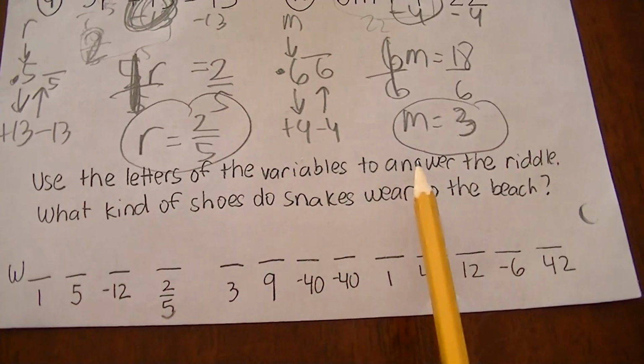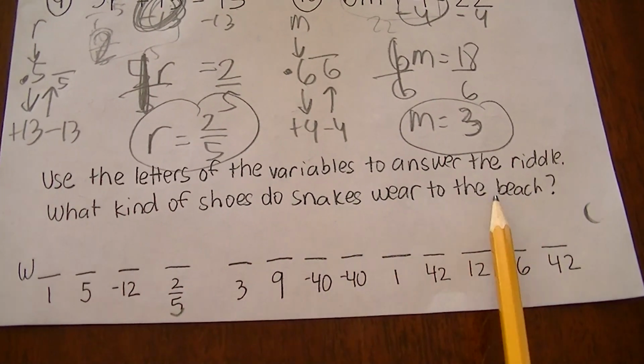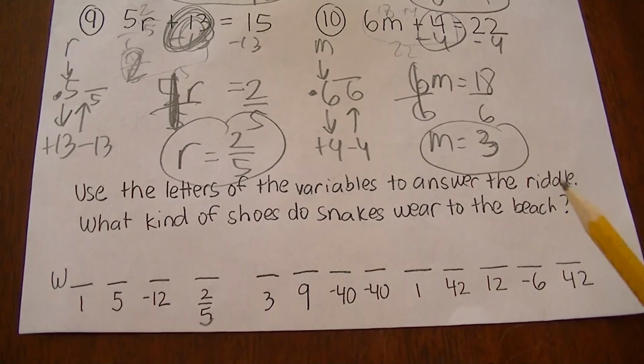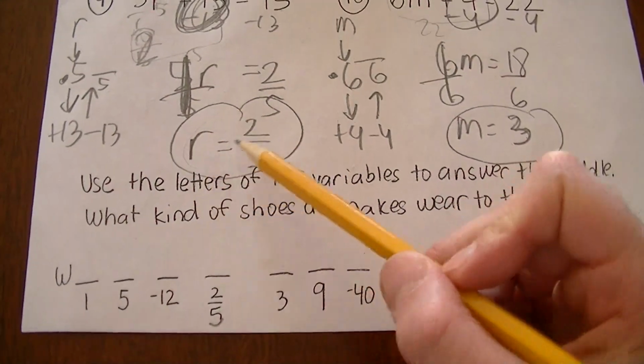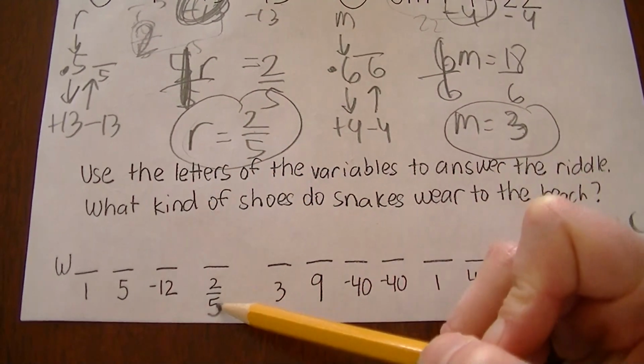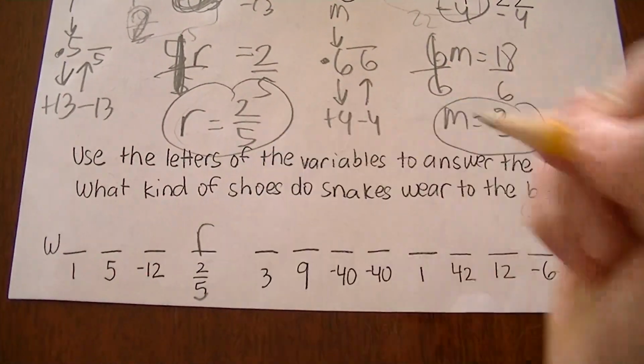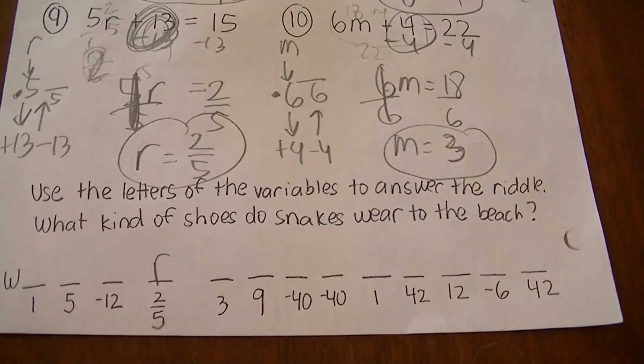Use the letters of the variables to answer the riddle. What kind of shoes do snakes wear to the beach? So here's how you would answer this. Like right here, 2/5 is the answer. So I see there's 2/5 right there. So I'm going to put an R right there. Okay, so go through and finish the riddle and have a good day.